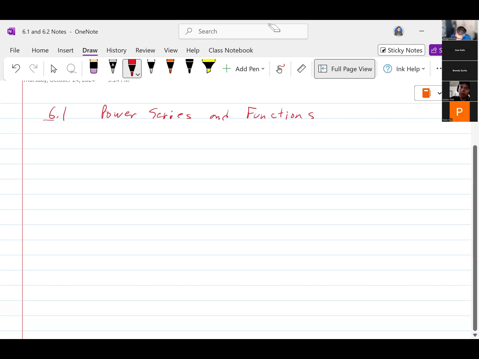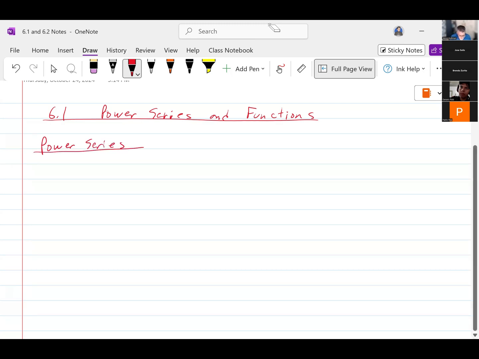Okay, so a power series is a series, but it has a variable. It has a variable x. It also has a variable n, but there is a variable x in the series. So it's a function of x. n is just the index for the powers. So let's look at a power series.